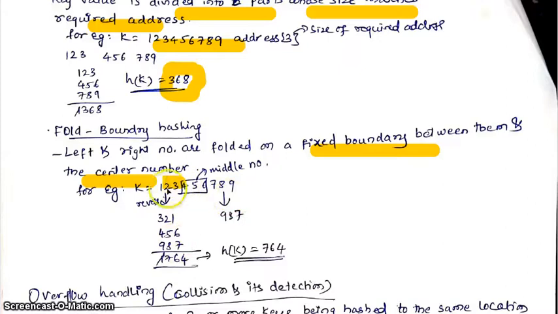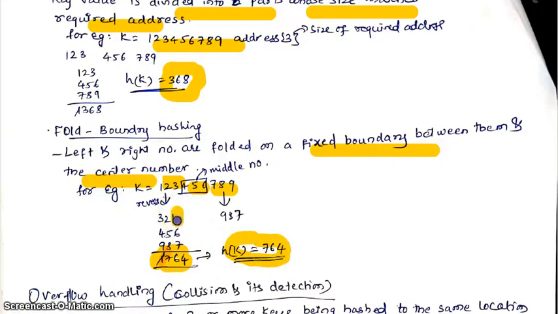That is 3 2 1, the middle number remains as it is, and the last number will be 987. Add all these numbers and ignore the first digit. Why? Because we need to get only 3 digits, because the address size is 3. So we'll get h of k equal to 764, by removing the 1.